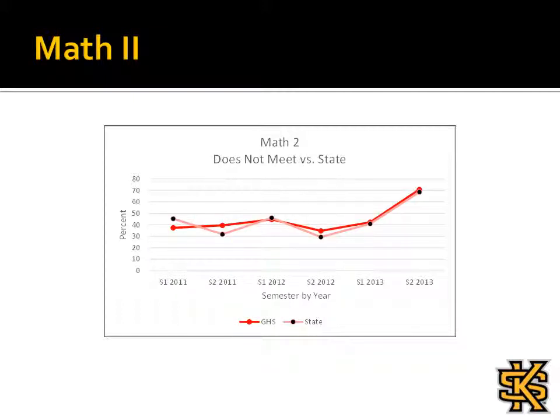As we compare the percentage of students who do not meet standards to the rest of the state, you can see slight variations for each semester. Over this 3-year period, data shows an average of 44.8% of our students do not meet standards, while 43.6% of students across the state do not meet standards.